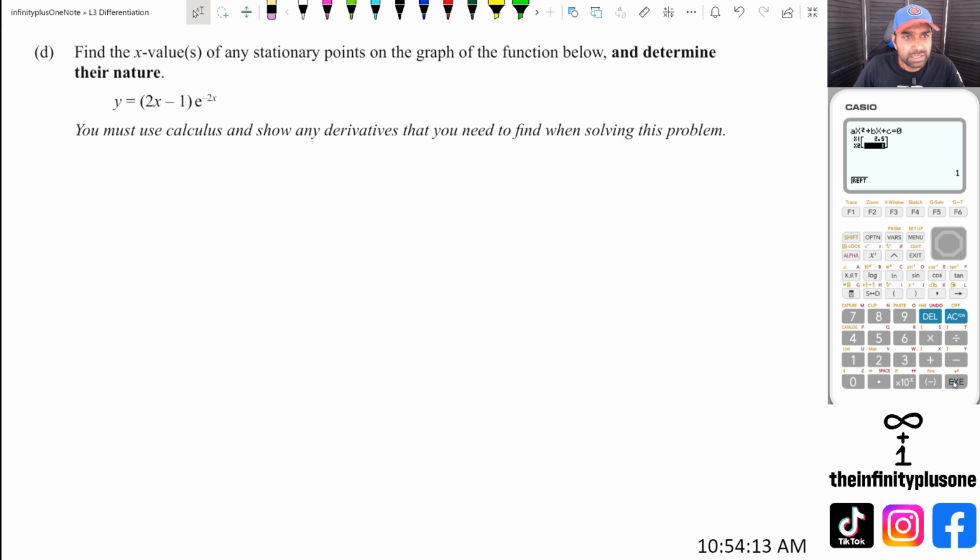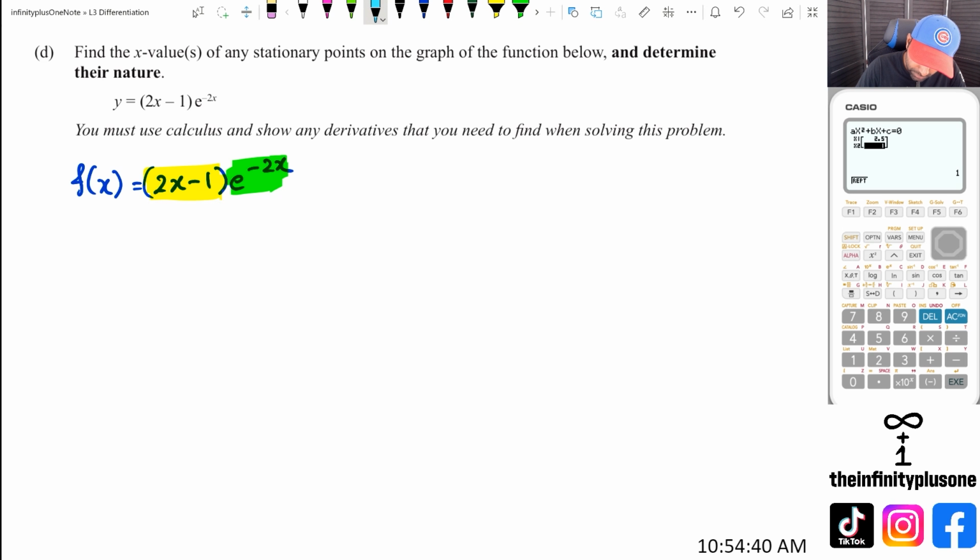So question D, what we've asked is find the x values of stationary points on the graph and determine their nature. So we've got f of x equals 2x minus 1 multiplied by e to the power of negative 2x. Now, straight away I can see that when something is getting multiplied with another function, I am looking at a product rule. So with that in mind, I'm going to work that out. So I've got u and v. So u is equal to 2x minus 1, u dash is equal to 2, v is equal to e to the power of negative 2x, v dash equals negative 2 e to the power of negative 2x.